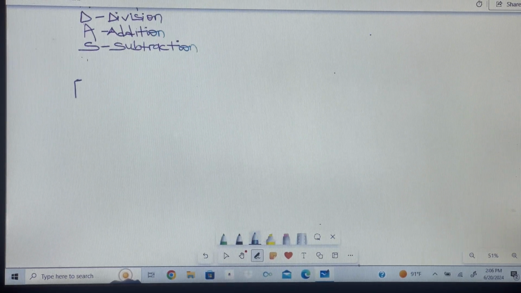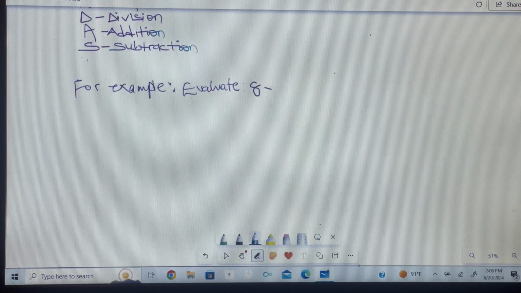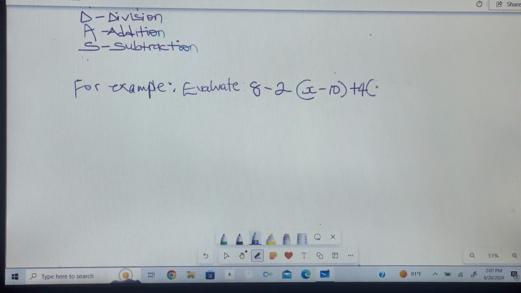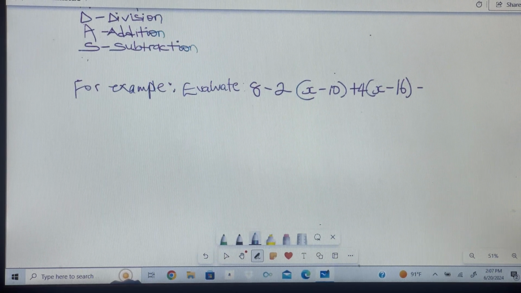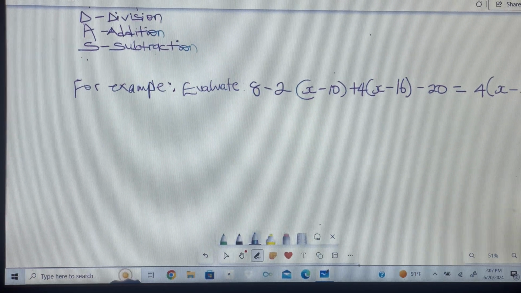For example, if you're asked to evaluate 8 minus 2 into x minus 10, plus 4 into x minus 16, minus 20 is equal to 4 into x minus 24.